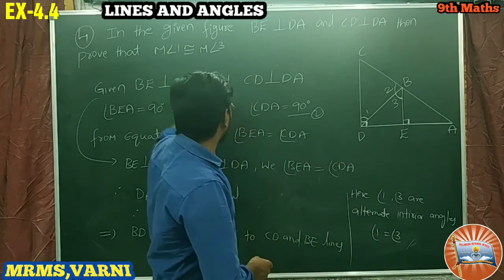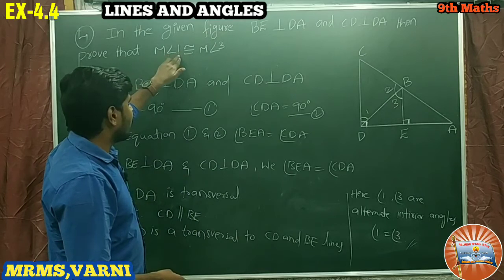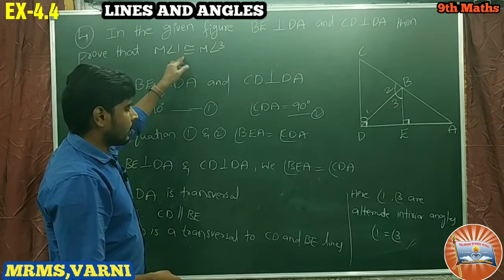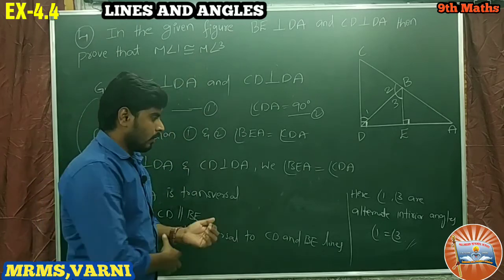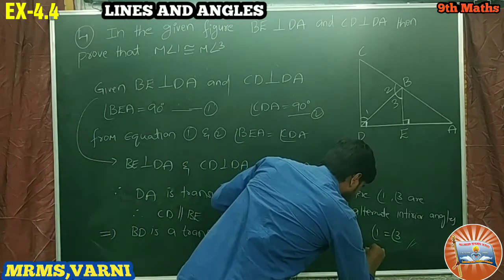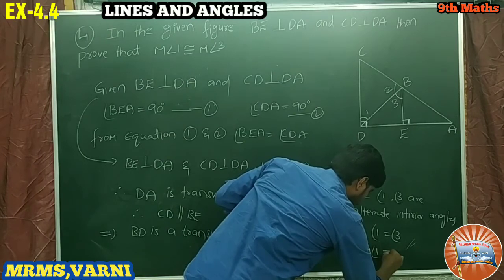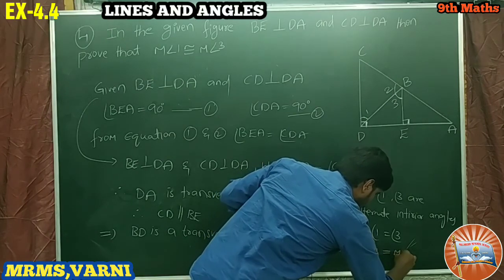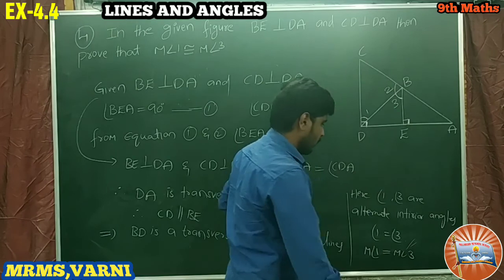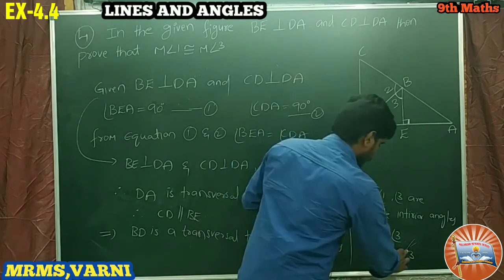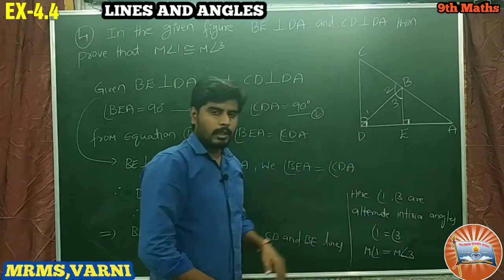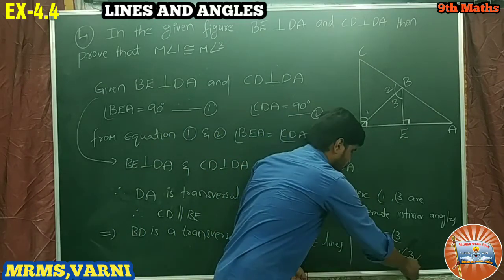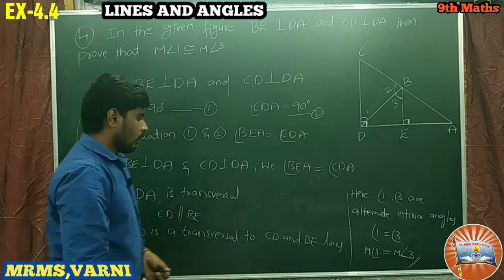In the question given, m multiplied with angle 1 is congruent to m multiplied with angle 3. So we can multiply m on both sides. If you want to cancel the m, you can cancel it simply. This is the solution. I hope you understand the problem.